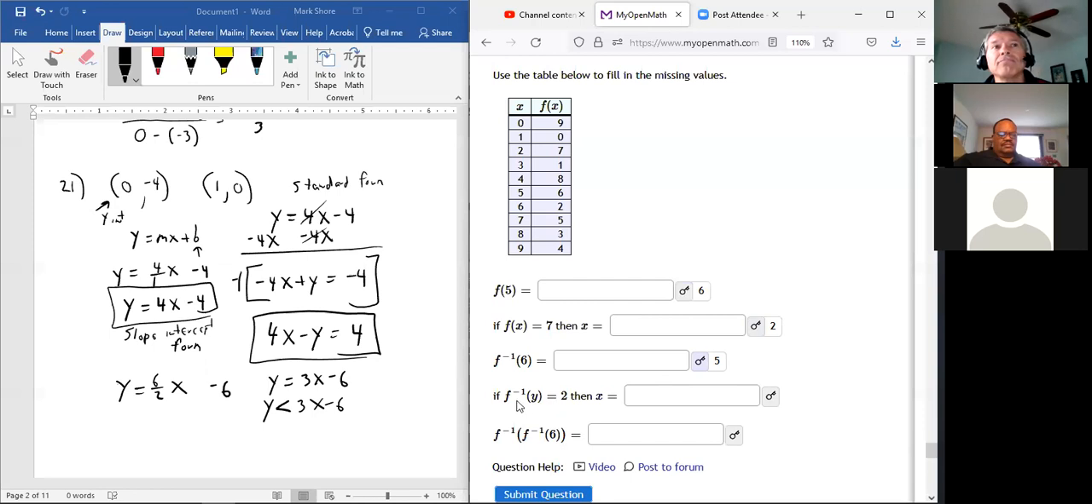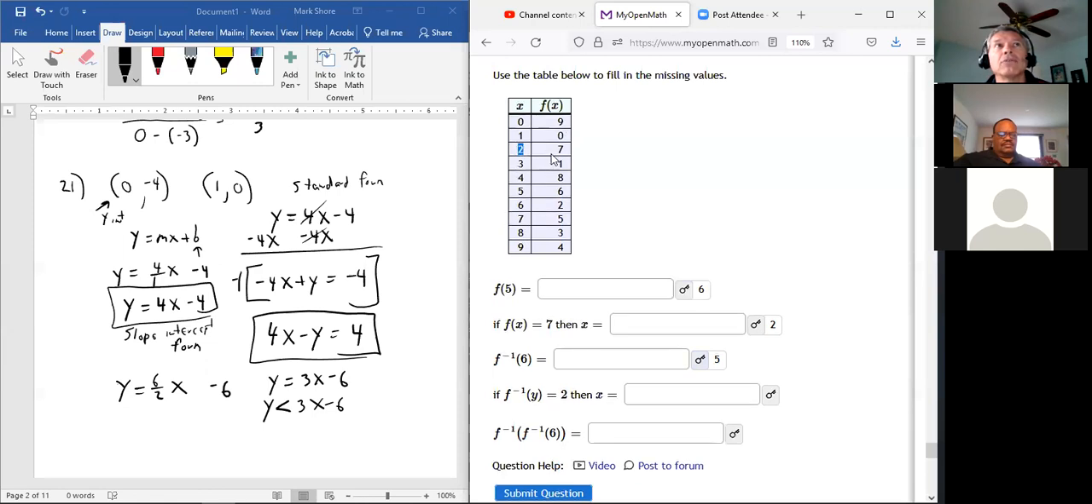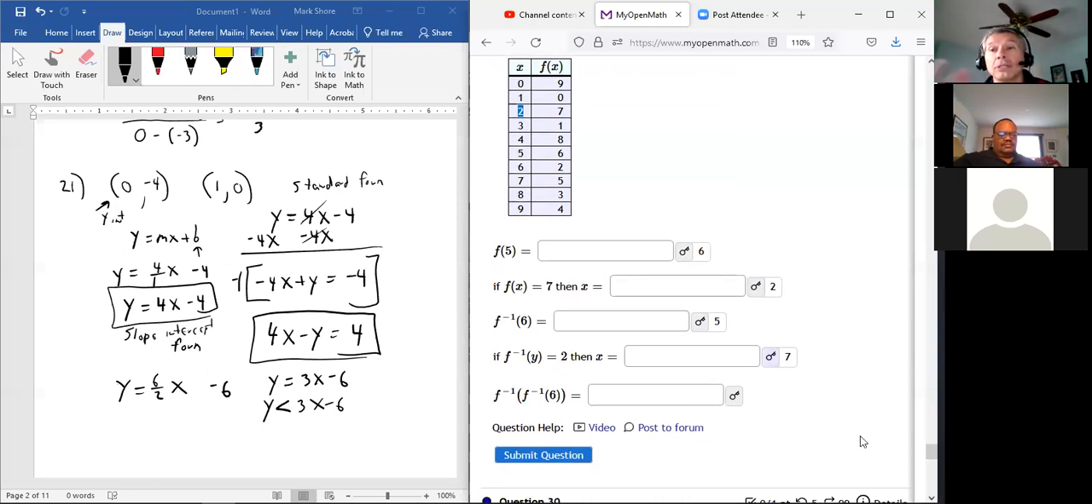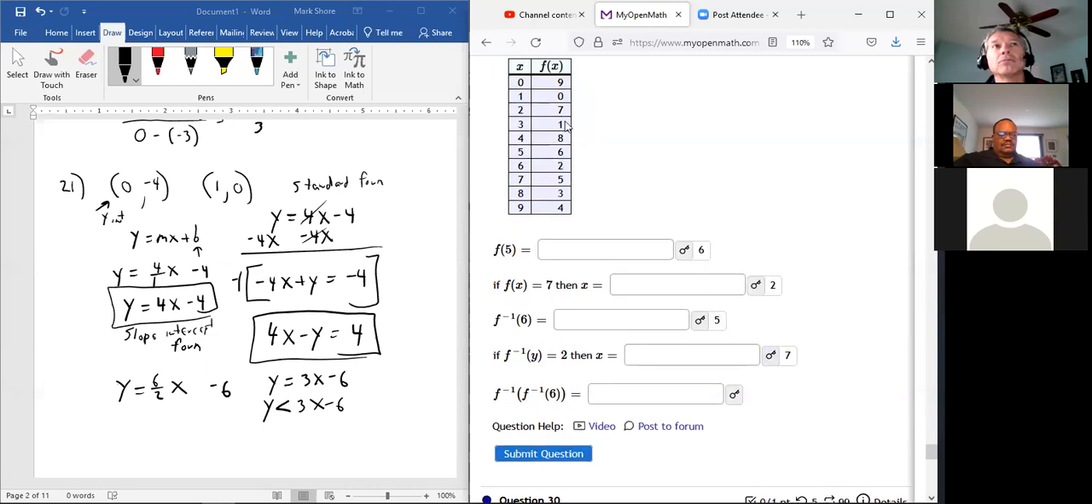So now this is an inverse. So we're going from the right to the left, and it's saying what value over here will give you 2 over here. Well, I see the 2 right here, and the value over here that gives you that is 7. So this is going to be 7. Now this one is double. So it's f inverse of 6. Since it's the inverse, we're starting on the right, and we've got a 6 here. And f inverse of 6 gives you 5.